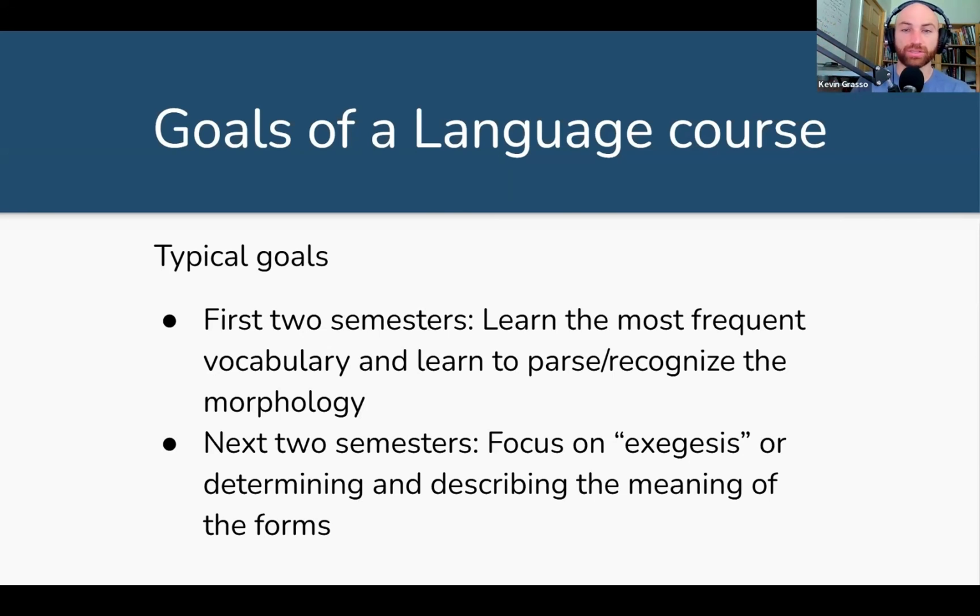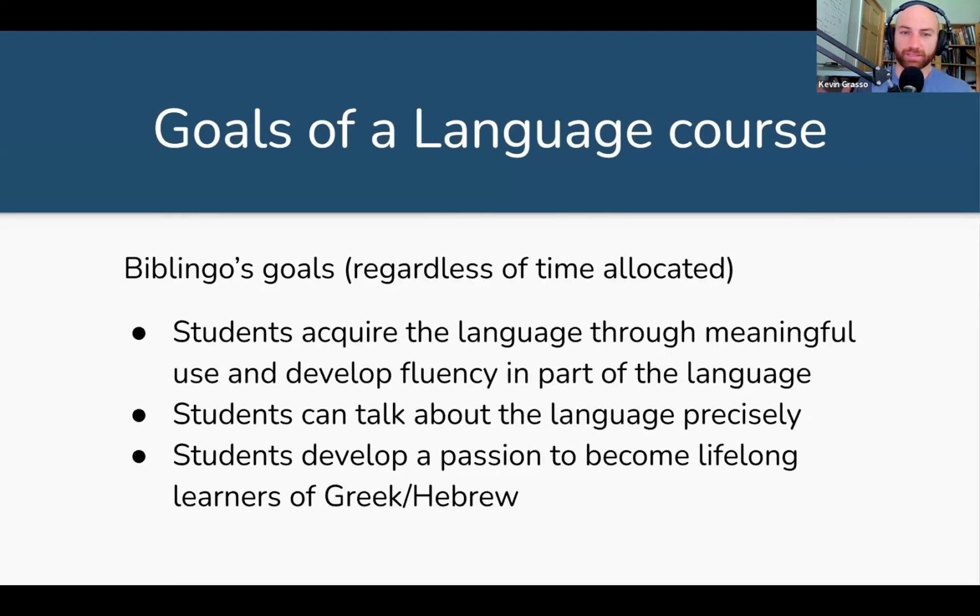First 2 semesters, Greek 1 and 2, Hebrew 1 and 2, learn frequent vocabulary, learn to parse and recognize the forms, and then in the next 2 semesters really dig into the meaning. Biblingo's goals are different, right? And really it's regardless of the time allocated. And this is an important distinction between Biblingo. We don't have this sort of bifurcated morphology first and then exegesis after approach. It's definitely a both and throughout.